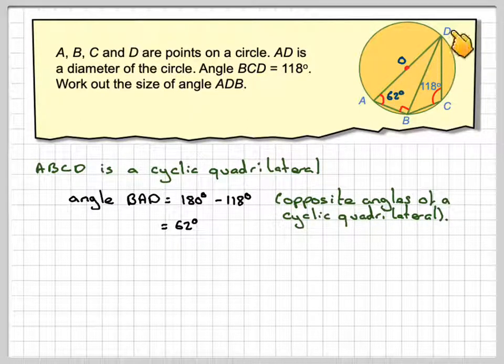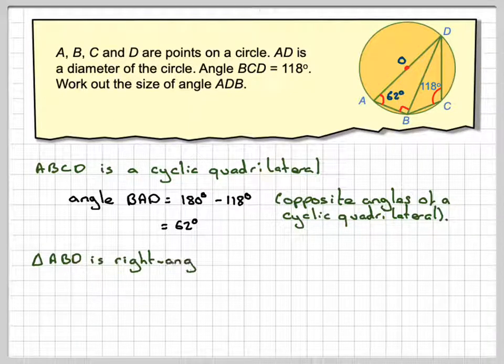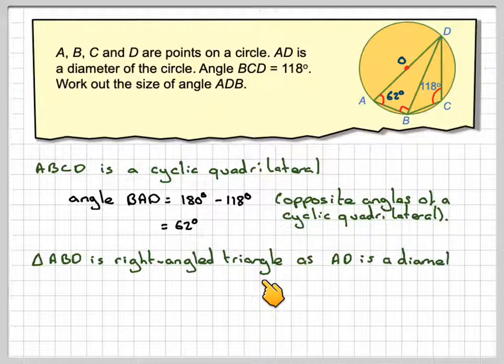Now we were told that AD is a diameter, therefore it goes through the centre of the circle, and so triangle ABD is right angled, as AD is the diameter. This triangle here is right angled because, using the angle in a semicircle, this angle here will always be 90 degrees. Basically, if this is 180, this will be half of it, which is 90.